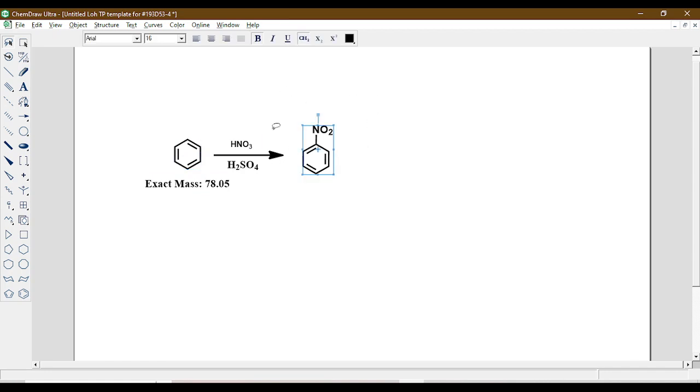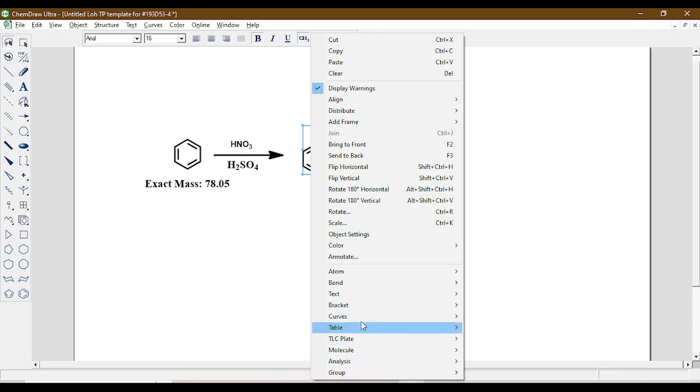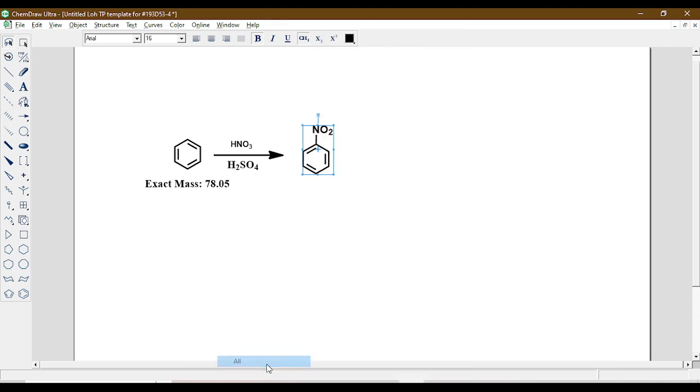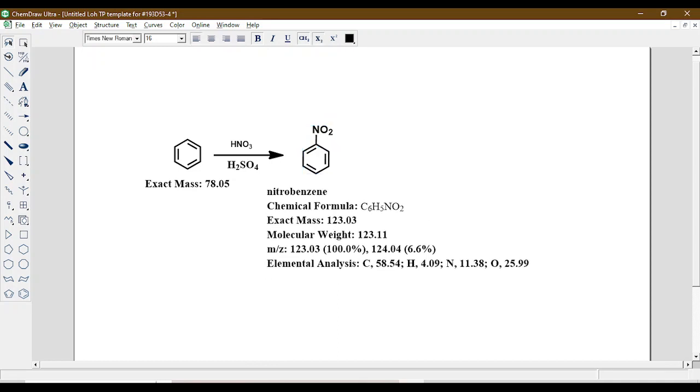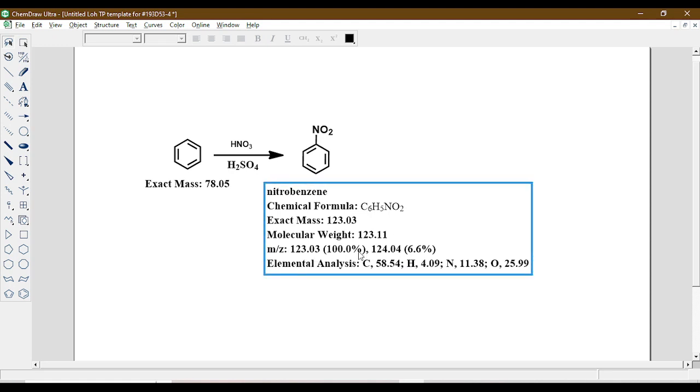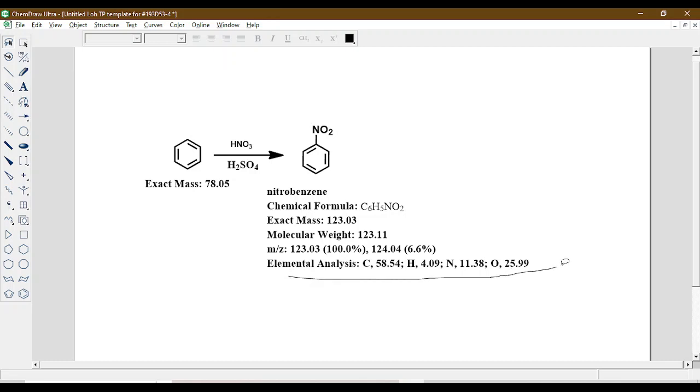Suppose for this molecule I do not want to just know the mass, but I want to know all the information. In that case, come down, give all. Now it gives you the full details of this molecule. The name of the molecule is nitrobenzene. The chemical formula is this, exact mass, molecular weight, and this is M by Z. The abundance of the M by Z at 123 is 100%, and there will be an additional peak, M plus 1, which is the protonated nitrobenzene molecule, with a molecular weight of 124.04. And when you do elemental analysis, this is the predicted elemental analysis.